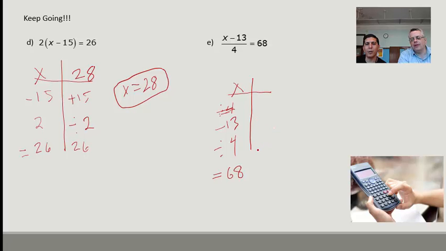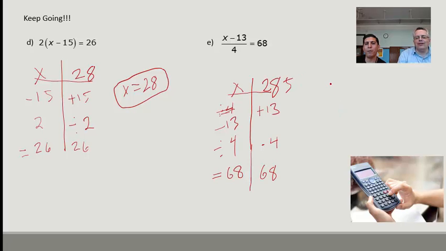So again, let me extend this table. You get 68, and the opposite of dividing by 4 is multiplying by 4, and then you add 13. Okay. And the result? See, I wasn't paying attention this time. I was engrossed in the backtracking there. Plus 13. You get 285.